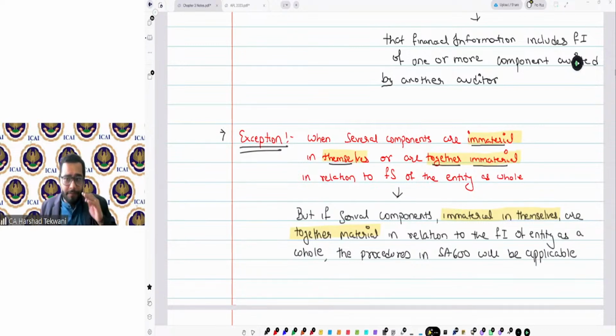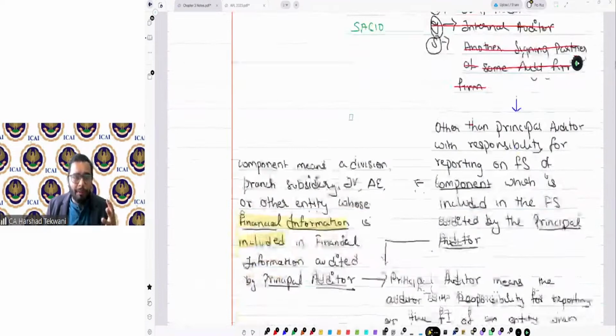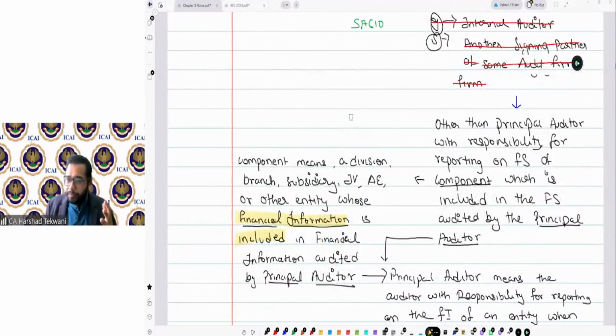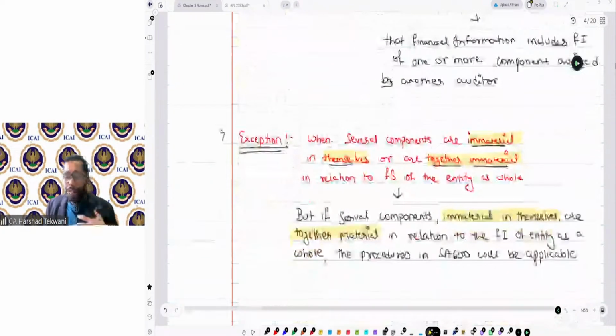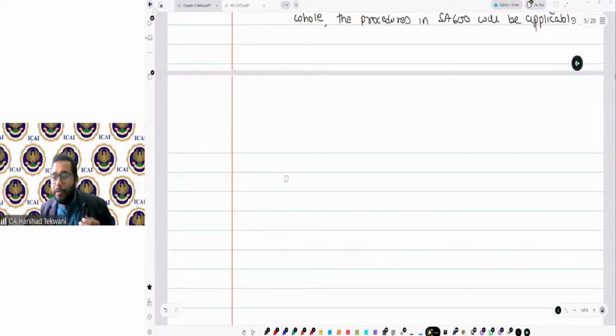Okay. If no doubts, let's proceed further. Now we are talking about the scope basically. We are discussing the scope of your standard, when it will be applicable. Once we are clear with the scope, we now need to understand the requirement.